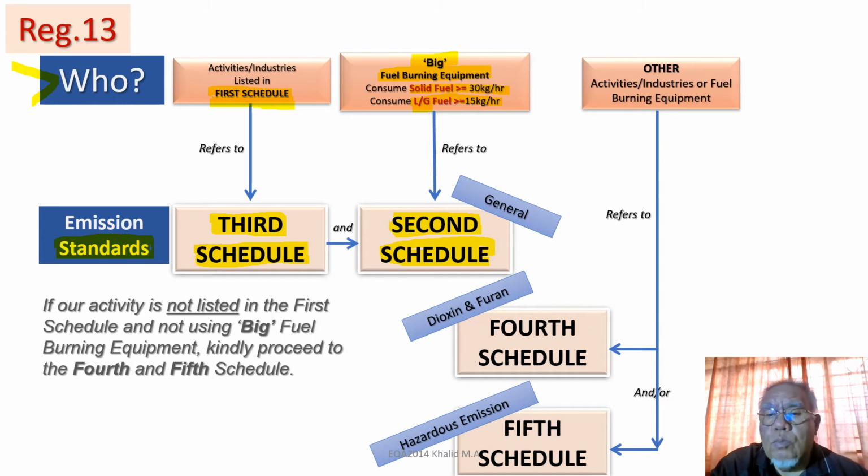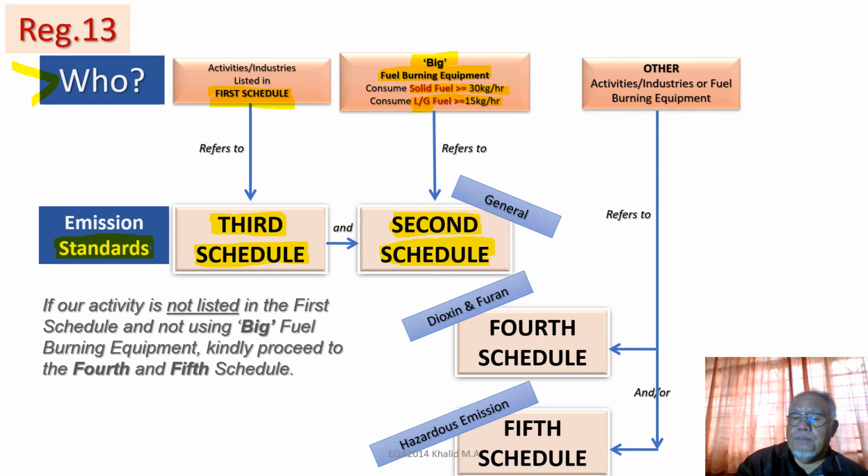Drying oven, small in terms of fuel consumption, about 20 kilogram per hour of solid fuel, for example, or 8 kilogram per hour of liquid fuel, for example. Then they are not considered big. Where do they belong? Now, we'll answer that later, but at this point, just look at this first.